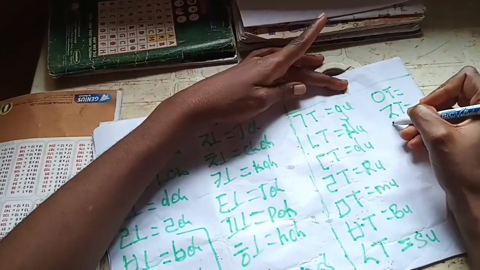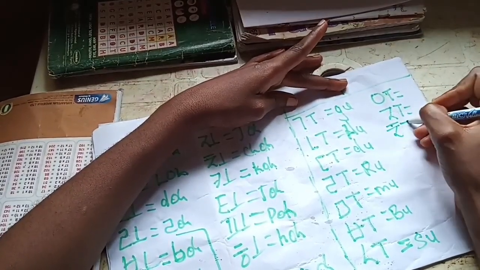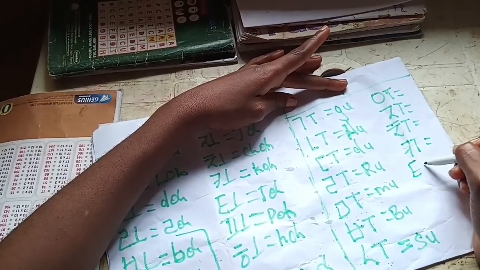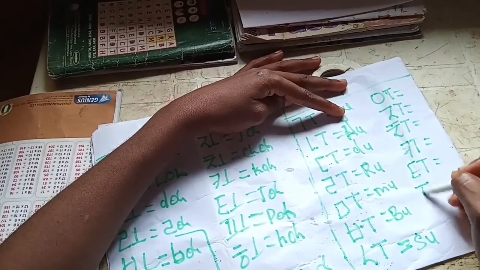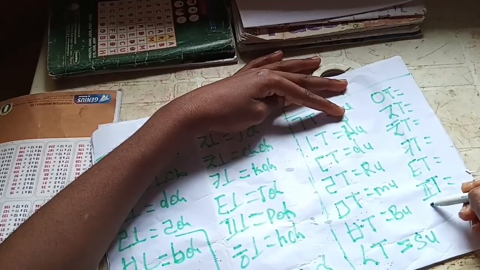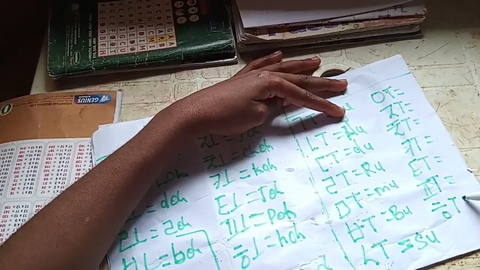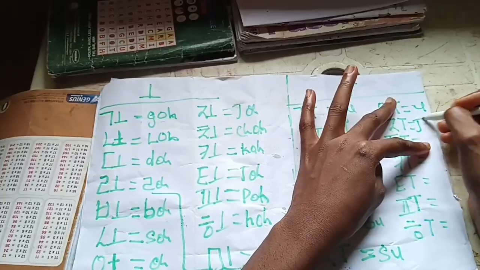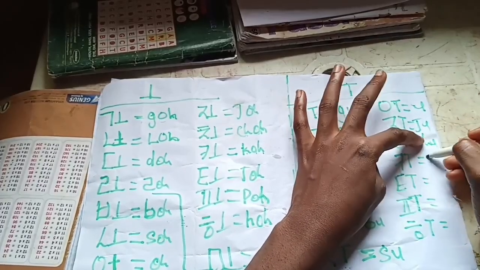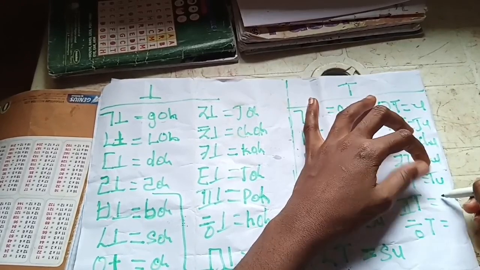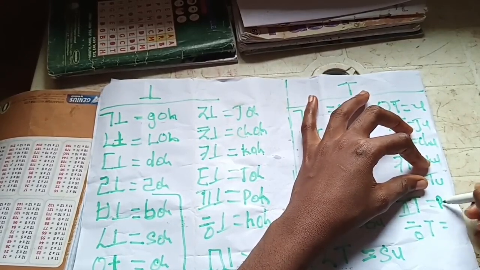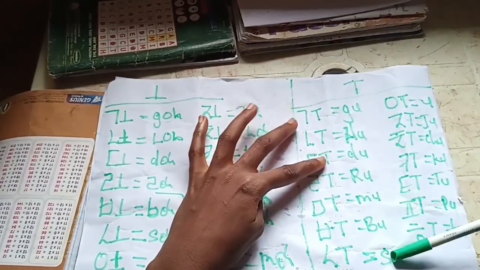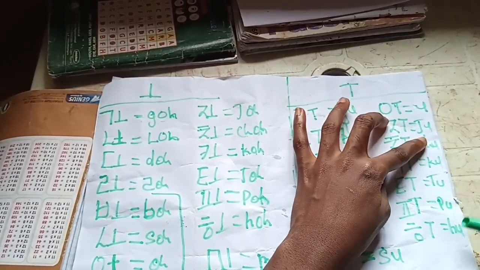So, G and U, gu. N and U, D and U, R and U, M and U, B and U, S and U. And then we have the ieung consonant with U, and J, U, Ch, U, K, U, T, U, P, U, and H, U. So, gu, nu, du, ru, mu, bu, su, u, ju, chu, ku, tu, pu, hu.